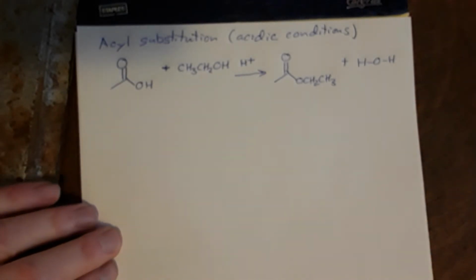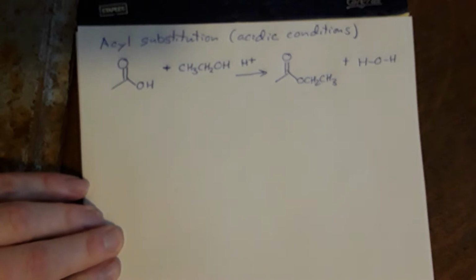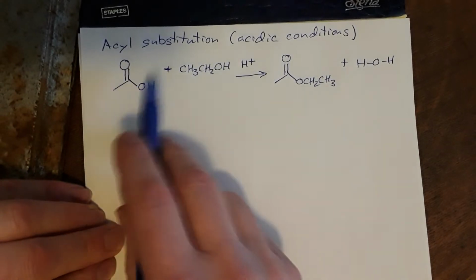Now if we do acyl substitution under acidic conditions, all the intermediates need to have a positive charge or be neutral. Nothing can have a negative charge. We can't have a negative charge or a strong base present in acidic conditions. Let's think a little bit about the reactivity of the things that we are working with here.